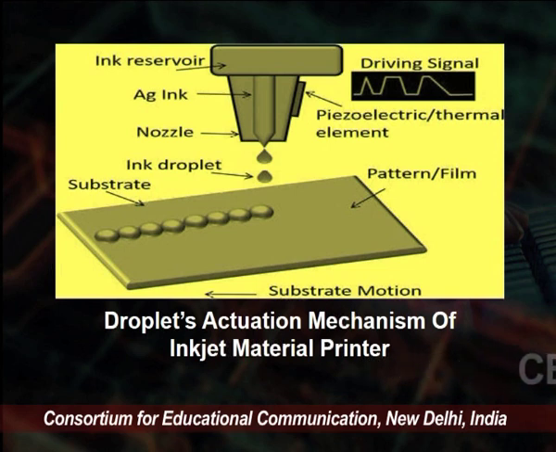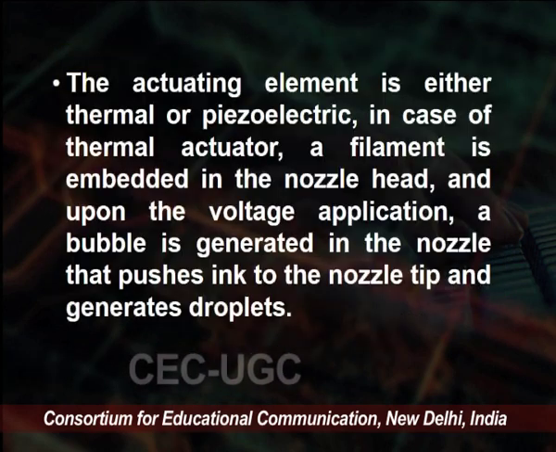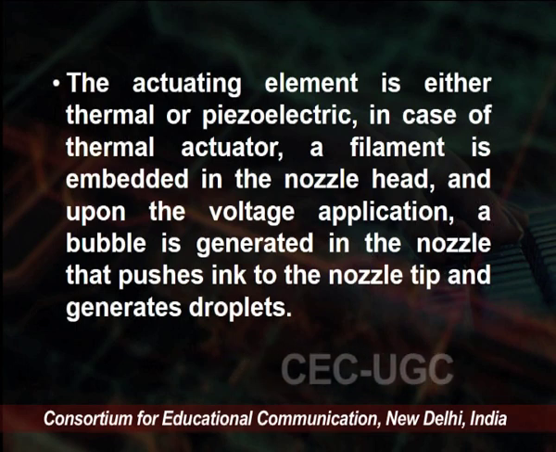just for the flow of the ink through the nozzle. And then you see the substrate, and the pattern that we have is just printed on the substrate which is in motion. Now see, either the substrate is in motion or the nozzle is in motion. So, the droplet actuation mechanism of the inkjet printer is here.